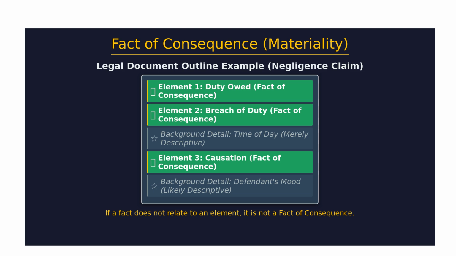Consider a negligence case. Facts relating to duty, breach, causation, or damages are all facts of consequence because proving or disproving them directly impacts liability. Conversely, background facts, such as the color of the plaintiff's car or the defendant's favorite hobby, might be interesting, but if they do not help prove or disprove an element of negligence, they are not facts of consequence under Rule 401. They are merely descriptive, not consequential.